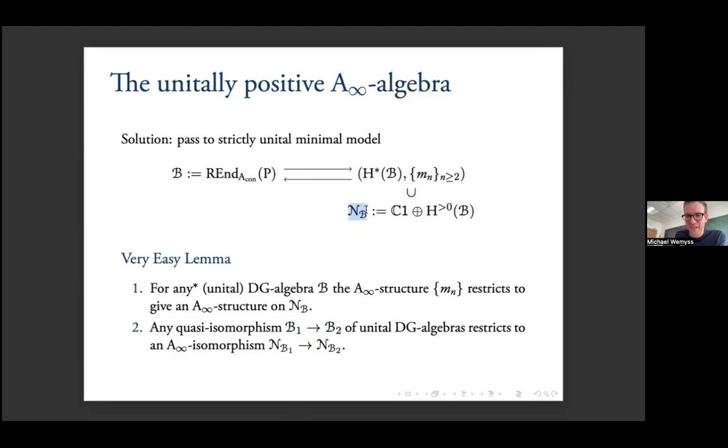But this here, we call the unitally positive thing, and we'll just explain the name. We can't call it the non-negative part because the 0th part isn't exactly what you think. It's got the positive part and the unit. So it's the unitally positive. That explains the name of the algebra.